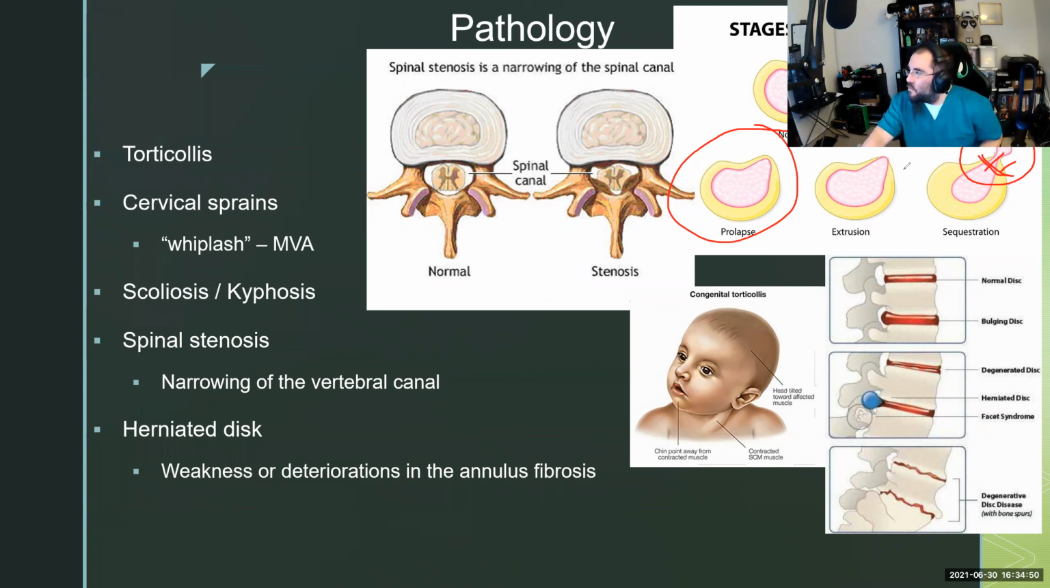But the one thing to know is once we end up here, that's very bad. So once we end up at extrusion and sequestration, we've got problems. At that point, the jelly has escaped the donut. Right? So if you take your donut and you squeeze it and the jelly shoots out of the donut, there's no putting that jelly back in the donut. That jelly's gone. The only thing we can hope to do is save whatever part of the donut we have left. Does that make sense, Riley?